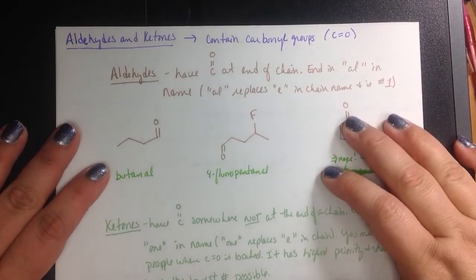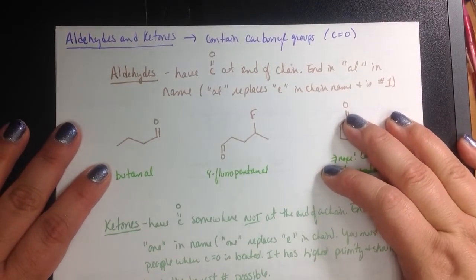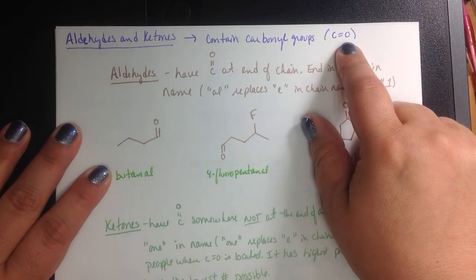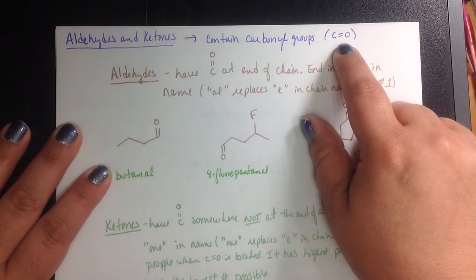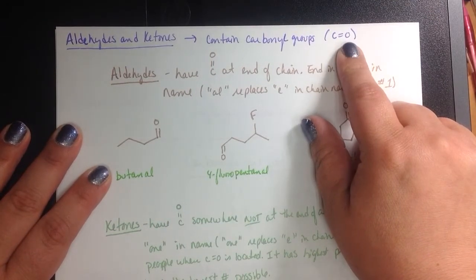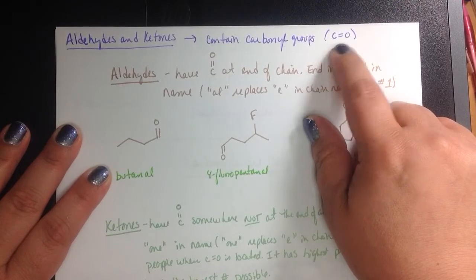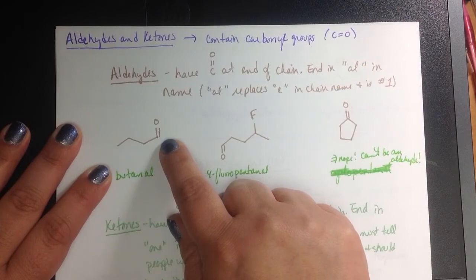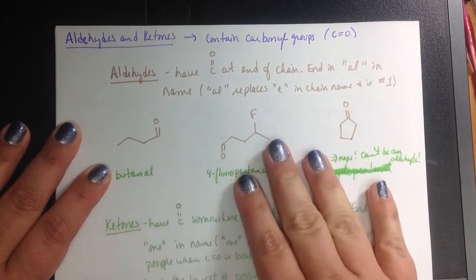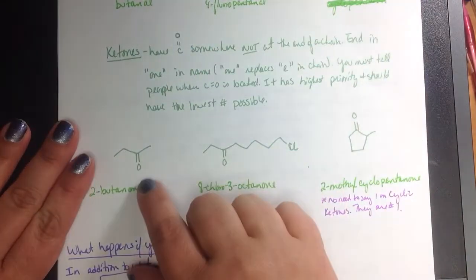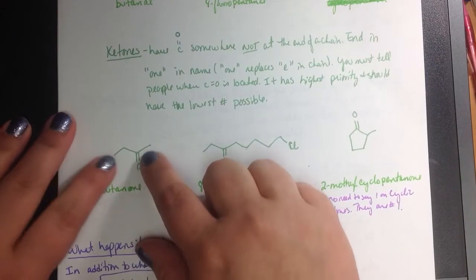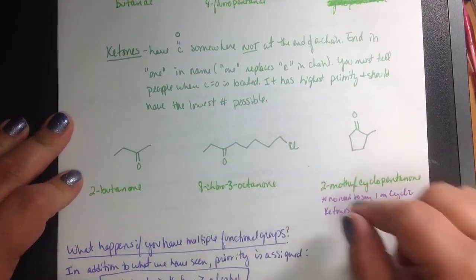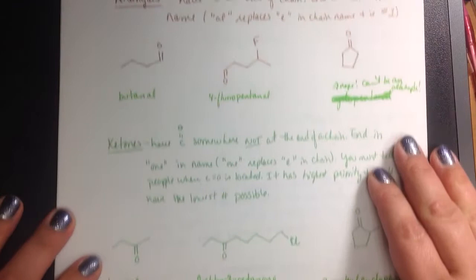Okay, so today we're going to talk about aldehydes and ketones. Aldehydes and ketones both have a carbonyl group, so they have a C that's doubly bonded to an oxygen. If that C double O bond comes at the end of a chain, that is designated an aldehyde. Ketones, however, have a C double O bond in the middle of a chain or in a ring.